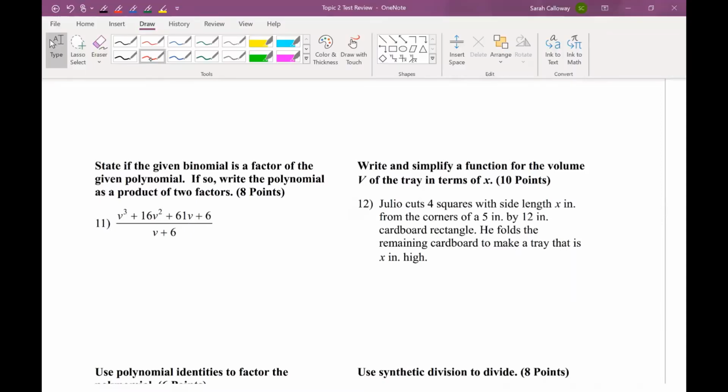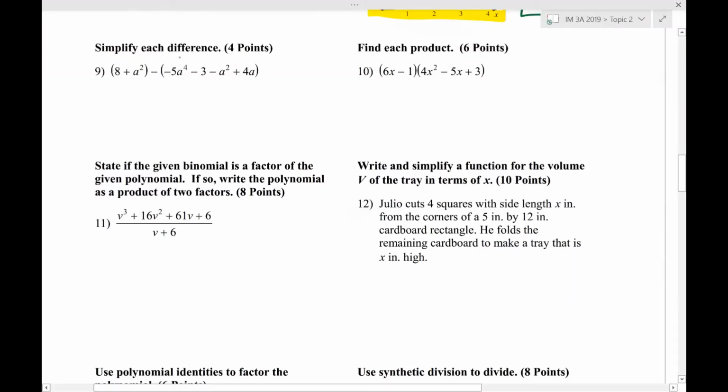The first one is asking us to simplify each difference. Remember, that means subtraction. So the first thing that you need to do is distribute the negative, which means you're going to change every single sign of the polynomial following the subtraction. This was the most common thing people didn't do on the quiz that had a question like this.